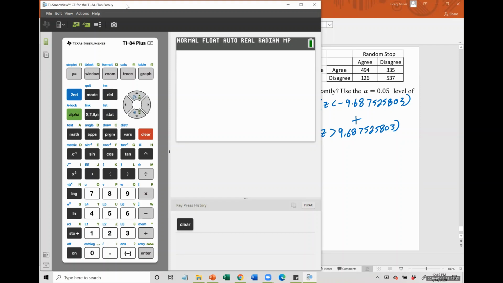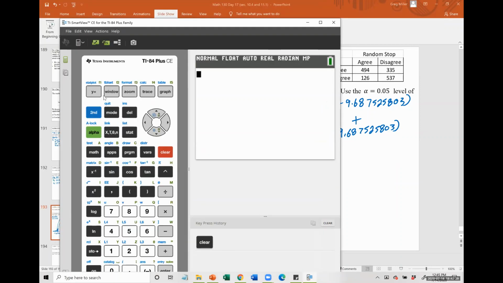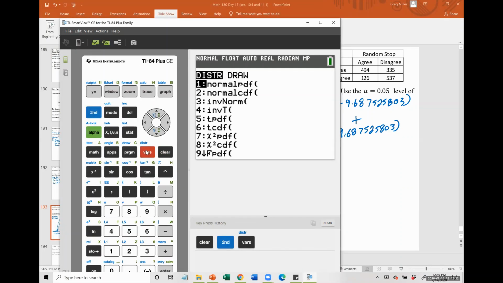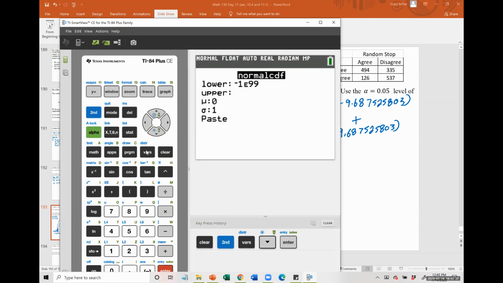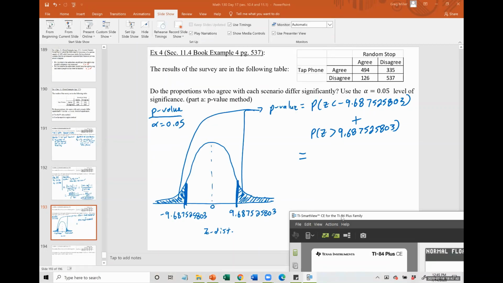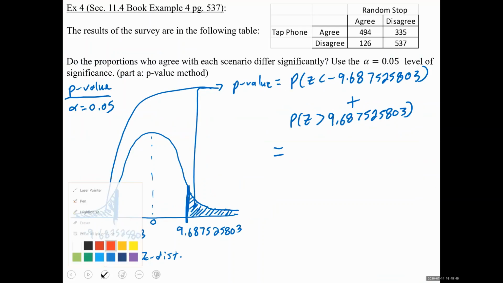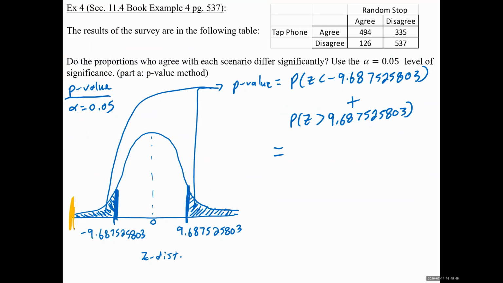This is z distribution, so we're telling the calculator to find the area under the z distribution. You're going to go second distribution. You can use normal CDF because that's the one you use for z distribution. Then let's go back and look at the picture. The lower for this one is here, and the upper is this. We're not looking here right now. We're looking at just the left area. The lower is negative infinity, goes to the left forever, and the upper is this negative 9.68 number. So we're going to go from negative infinity to negative 9.68. All right, let's do that.